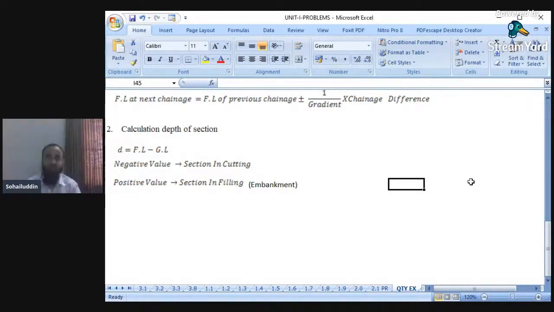Next lectures we will see the problems related with this. All the 4 methods are related with excavation, earthwork in excavation, for roads and for different canals, and afterwards we will see for canals. So in this way we will end today's lecture.